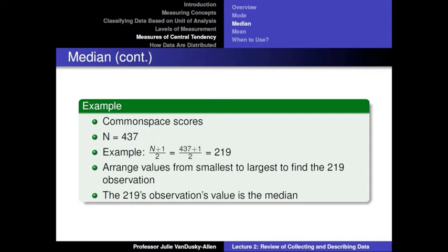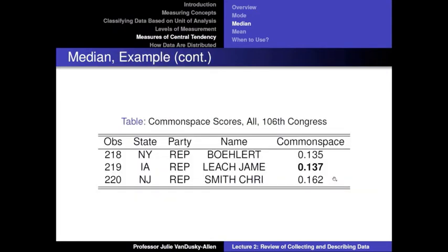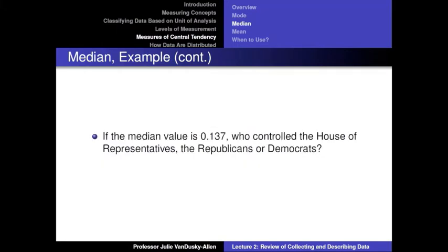For a more realistic example on how to calculate the median, I will use the Commonspace score example. In our Commonspace score example, there were 437 observations. 437 plus 1 is 438, and 438 divided by 2 is 219. So the median observation number is 219. I have arranged the data from the smallest to the largest value. Observation 219 takes on a value of 0.137. So the median is 0.137.